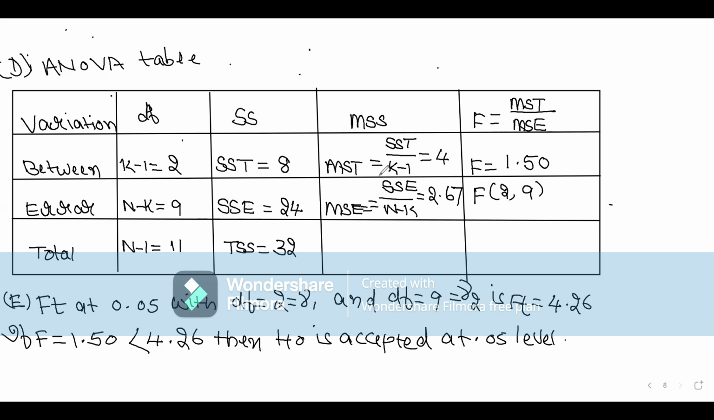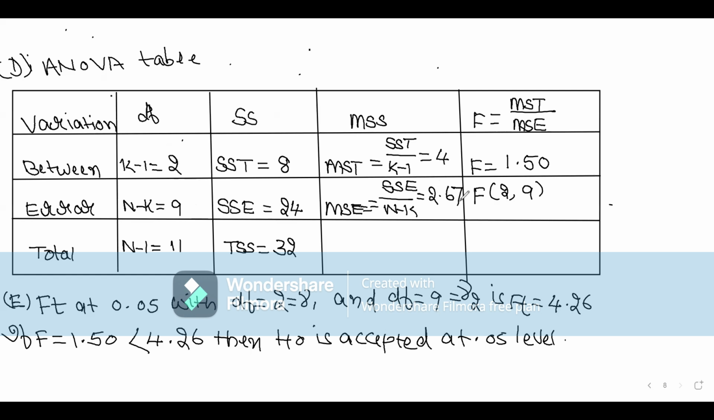MST is SST divided by K minus 1. You write here SST divided by K minus 1, which is 8 upon 2, that is 4. And next, MSE means SSE divided by N minus K. That is 24 upon 9, which is 2.67. Now add them.